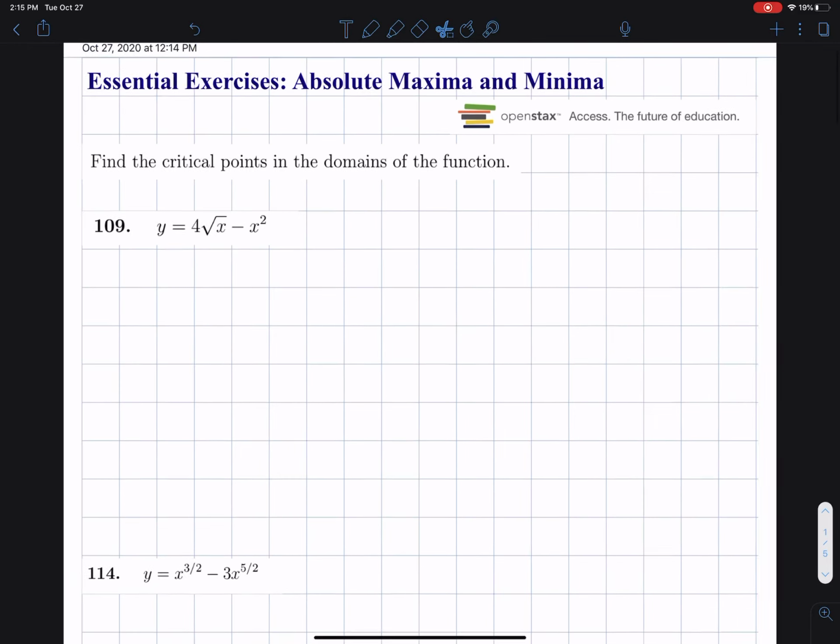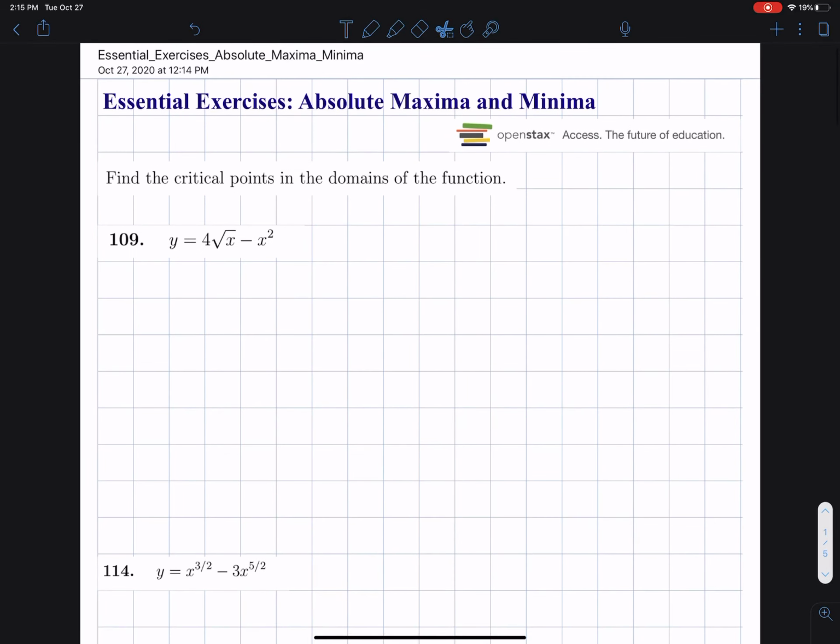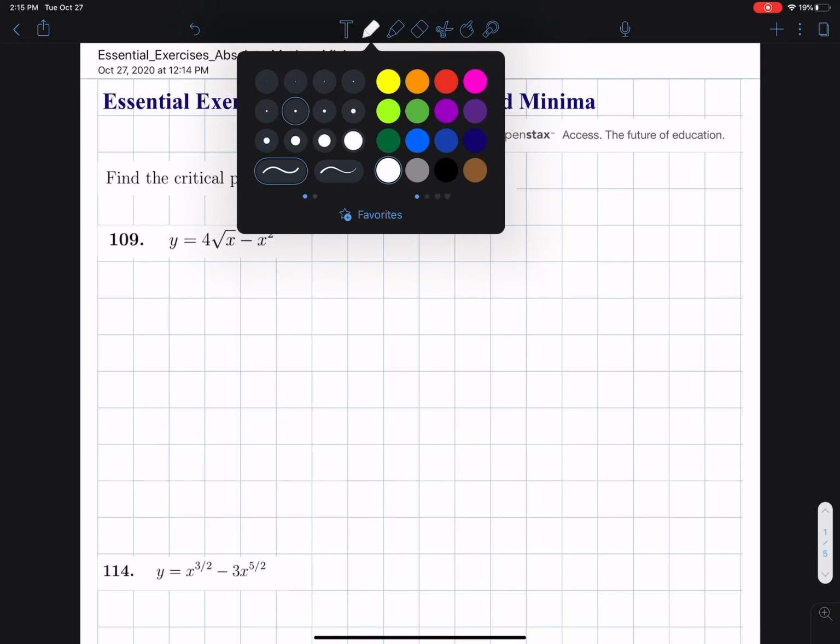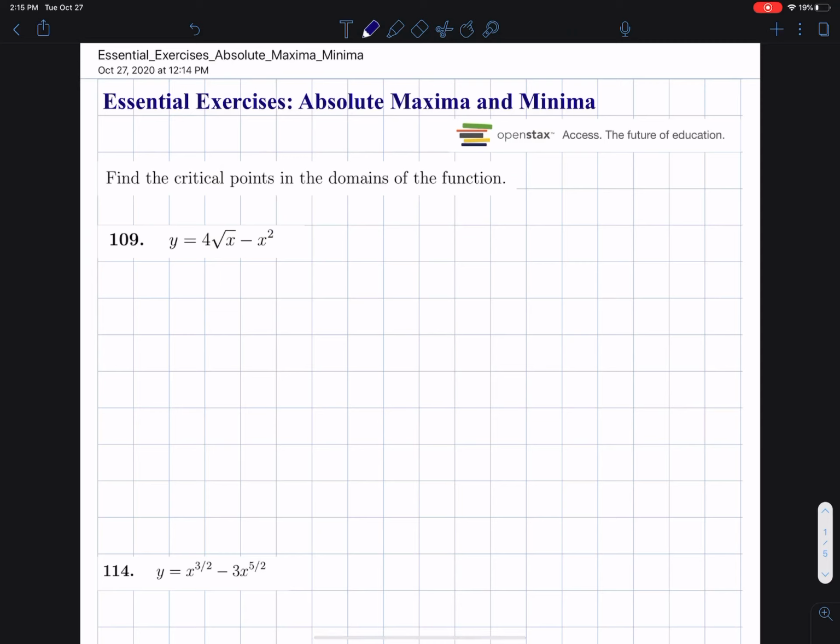All right, in this video, what we're going to do is find the critical points of some functions, and those critical points, by definition, they're in the domain of the function. And so, all right, let's go through the steps of how we find the critical points. So the steps are that we first find the derivative.